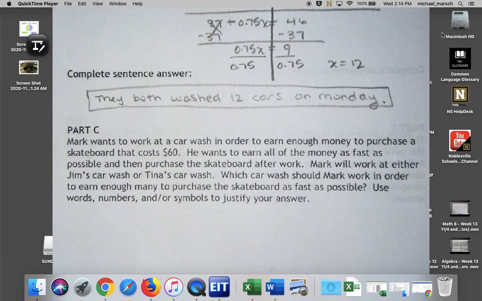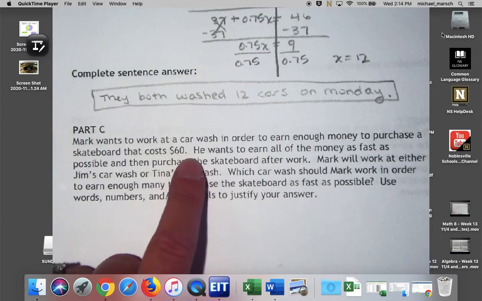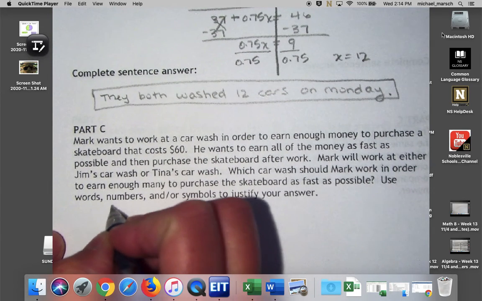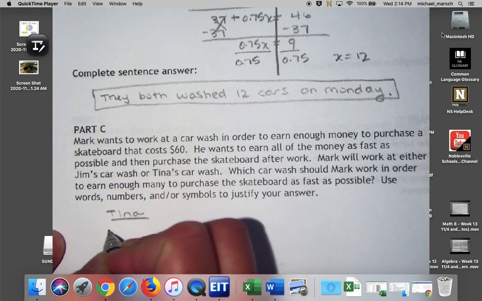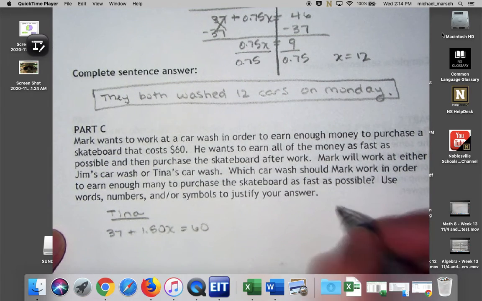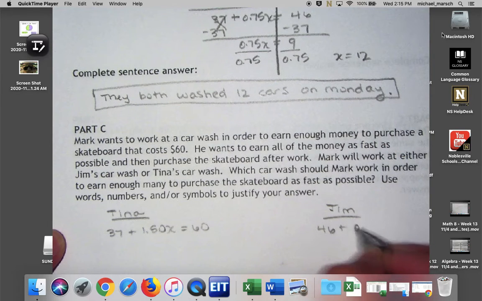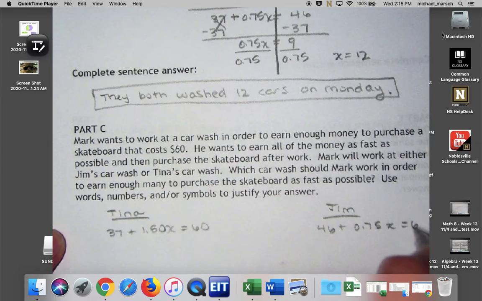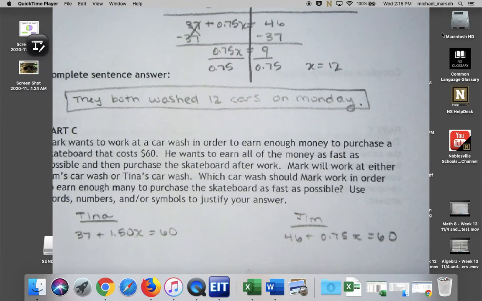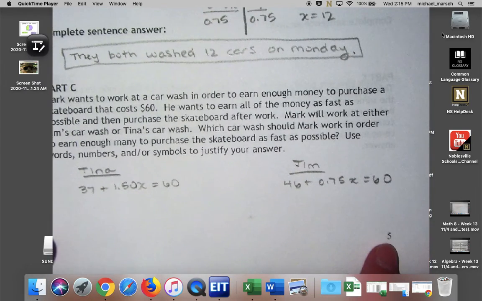Yep, sure does. So the way we could reason this, like, well, if it's a sunny day, is it cloudy? What's the story here? But if we wanted to figure out mathematically how he's going to get to that $60 the fastest, we would take Tina's car wash and set it equal to the $60. And then we would take Jim's car wash and set it equal to the $60, right? That's going to help us determine the fewest amount of cars he actually has to wash, right?